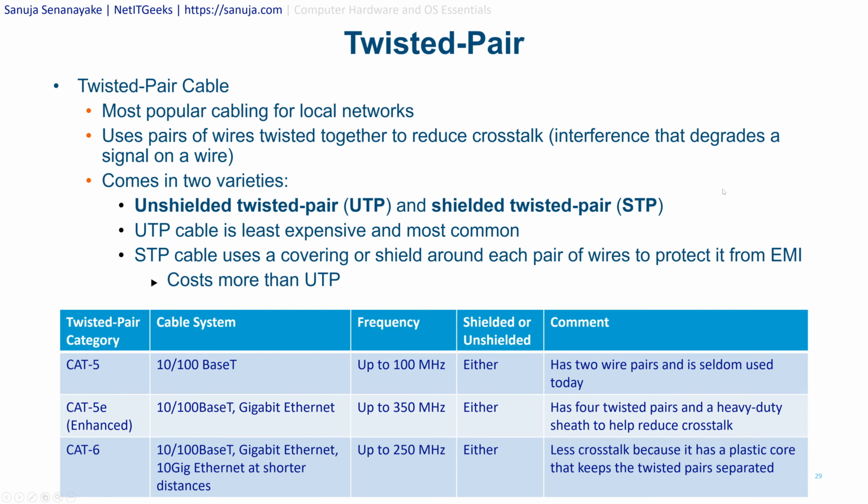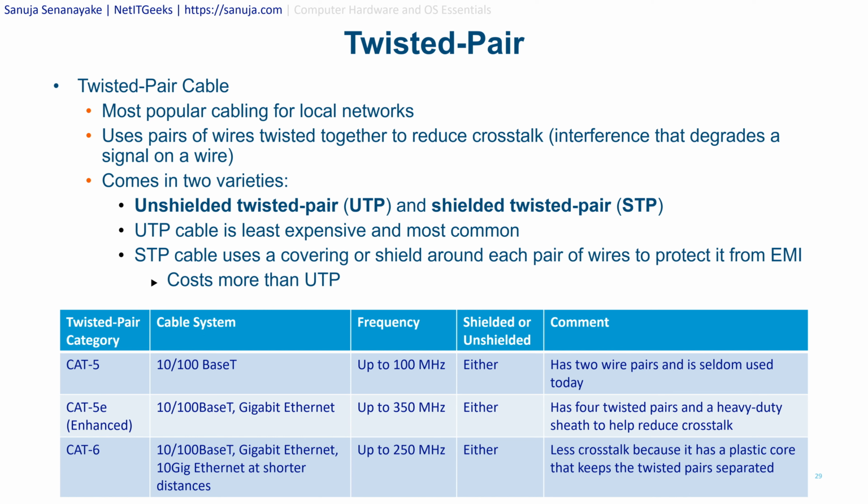So let's look at twisted pair. Twisted pair cables are the most popular cabling for local area networks or LANs, whether they are home users or whether they are business enterprise users. We use Cat5e, Cat6 cables a lot in the industry. And those are twisted pair cables and use pairs of wires twisted together to reduce crosstalk.